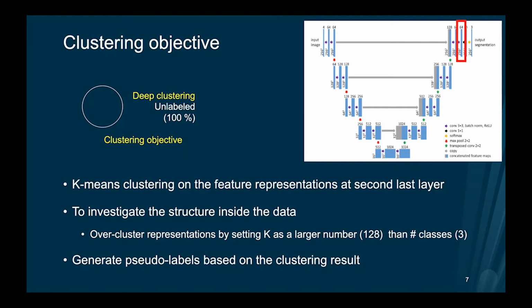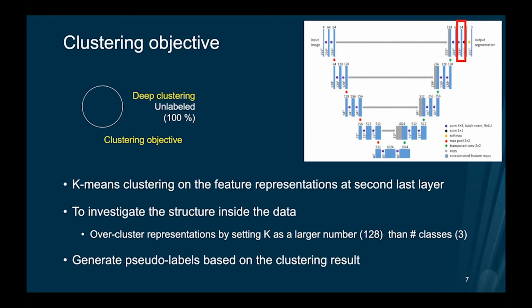And we apply k-means clustering to the pixels of the entire training data. Note that we want to investigate the internal structure of the data, so we set the number of clusters k as a quite larger number than the number of classes. We can say k is 128 in this experiment.